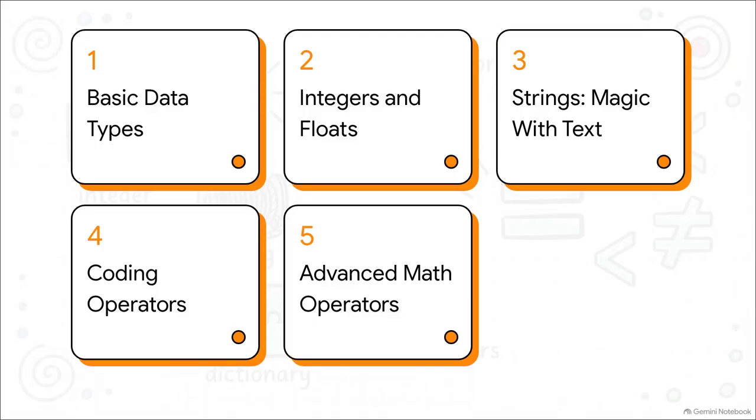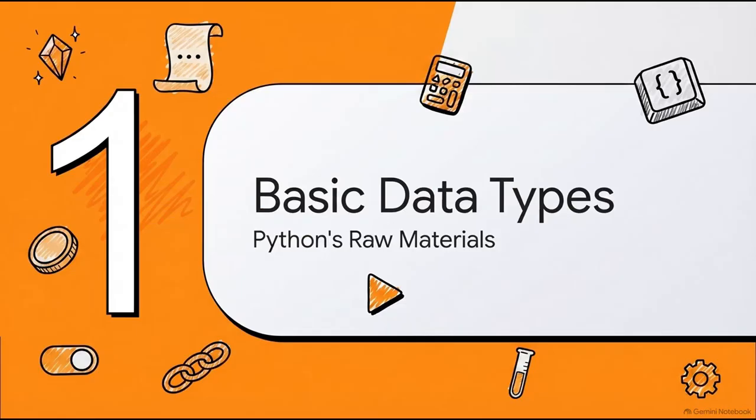Here's the rundown for today's explainer. Python's basic data types, numbers, integers and floats, strings, operators, and finally, advanced mathematical operators. Section 1, Python's basic data types.